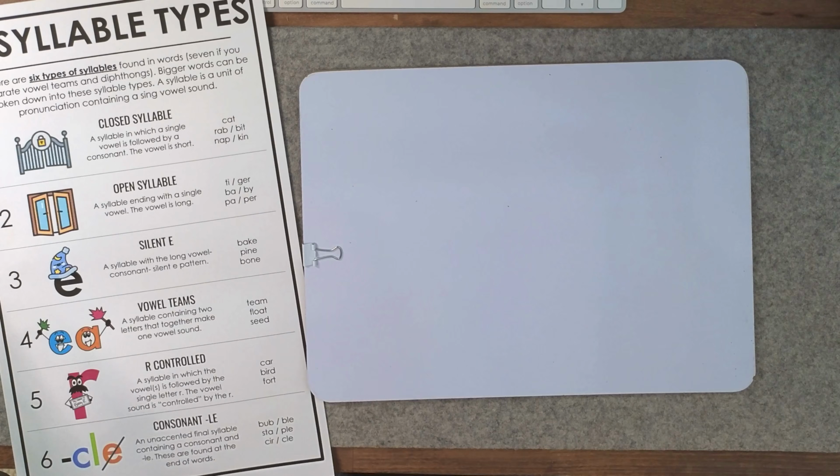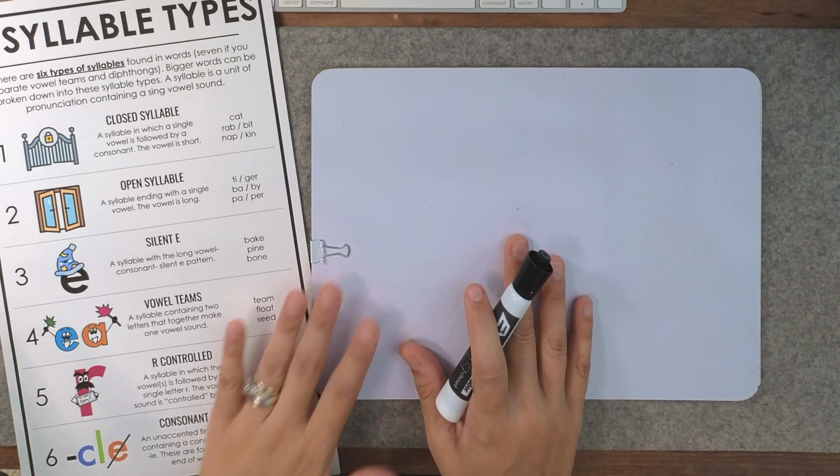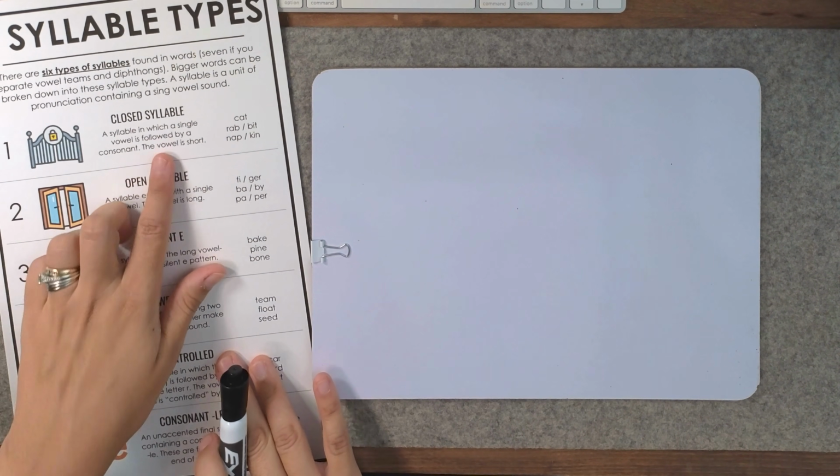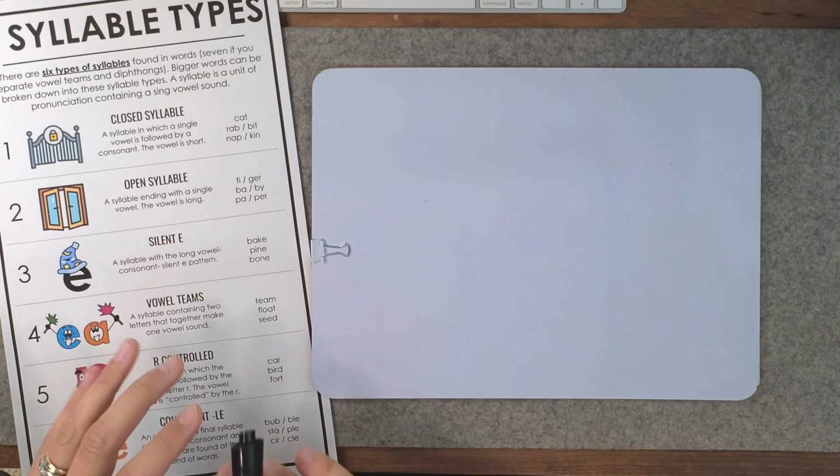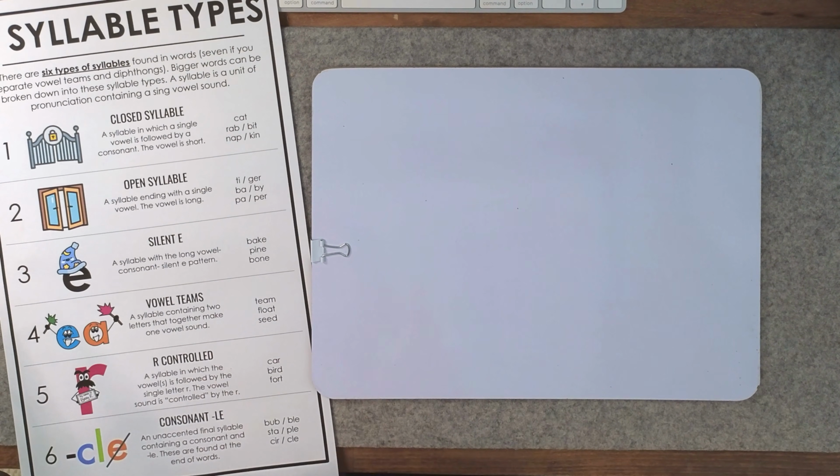So each different type of syllable plays a role in the way that the vowel is pronounced. So what we're going to do is take a deeper look into the 6 different types of syllables using this anchor chart and also a whiteboard. Okay, so looking at these syllables and each one of these, we're going to talk about what each of these are. So a closed syllable is the first type that you are going to introduce to your students.